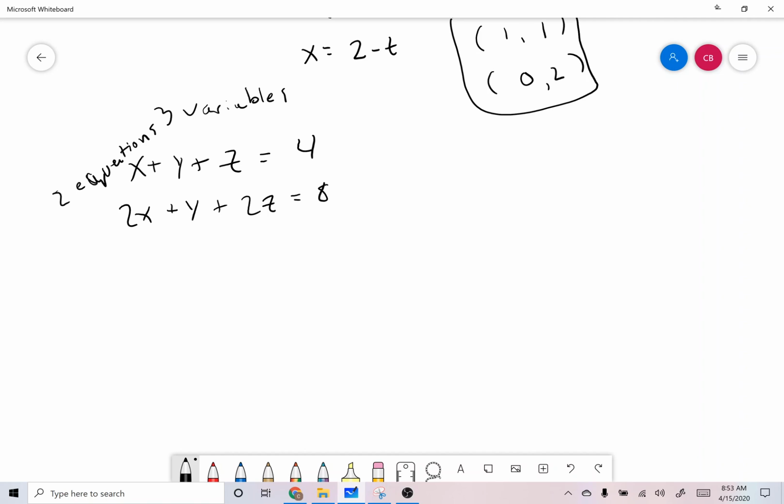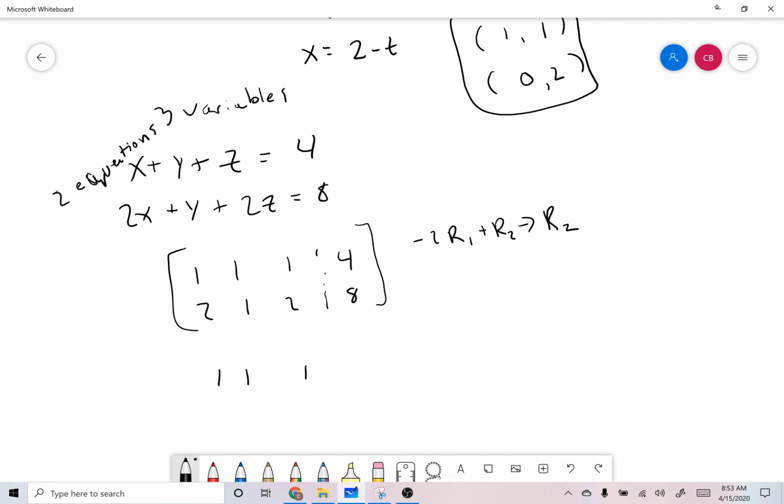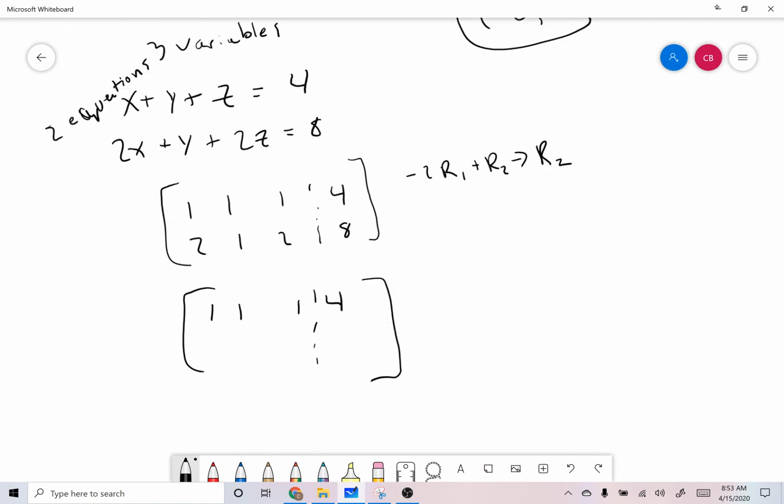And so what we have is the matrix 1, 1, 1, 4, 2, 1, 2, 8. If we solve the system, we're going to do -2 times row 1, add it to row 2, yields row 2. The reason I'm doing that is I want this to be a 0 down here. So we have 1, 1, 1, 4, and then -2 times row 1. Let me write that row: -2, -2, -2, -8.